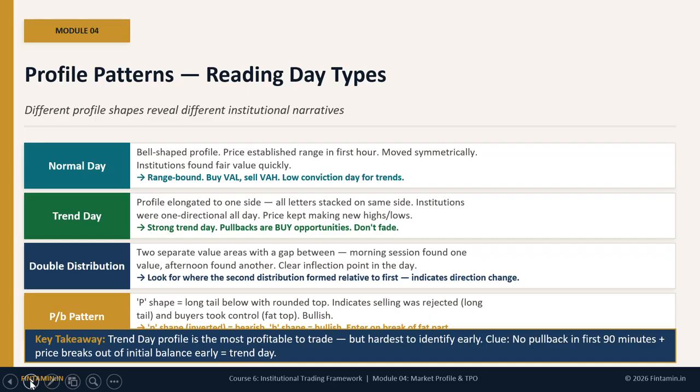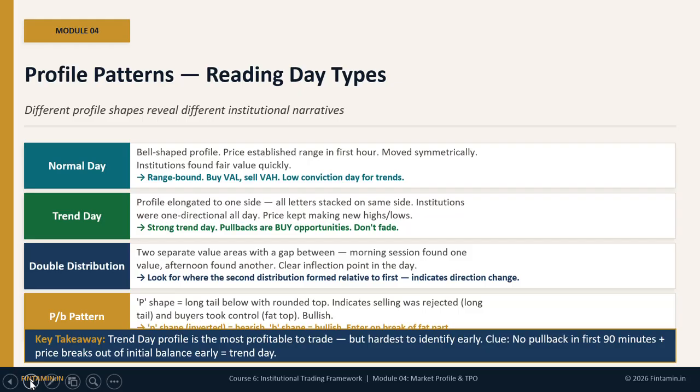Profile patterns. Market profile creates distinctive shapes depending on what type of day it was. Recognizing the shape tells you about institutional participation. Normal day is bell-shaped, wide in the middle, narrow at extremes. Range established early. Institutions found fair value quickly. Range-bound session. Buy VAL, sell VAH for the rest of the day.